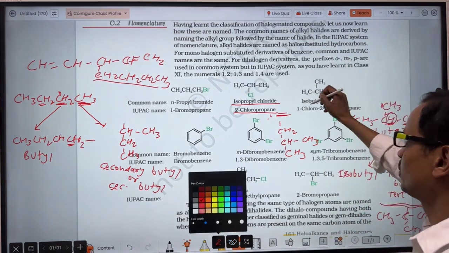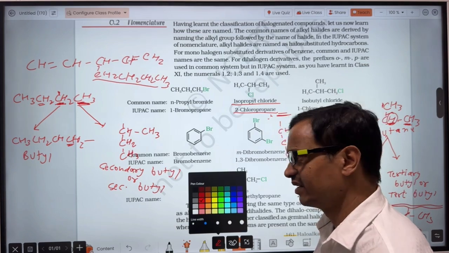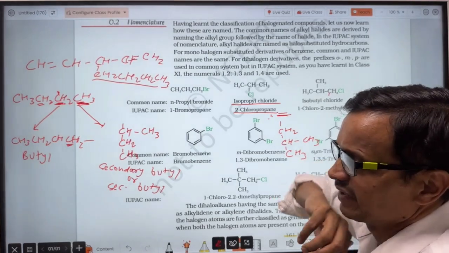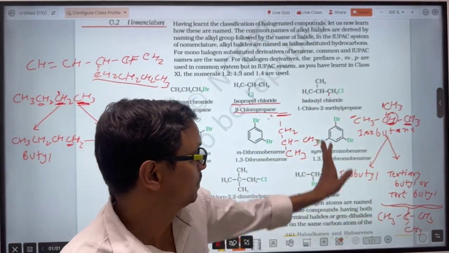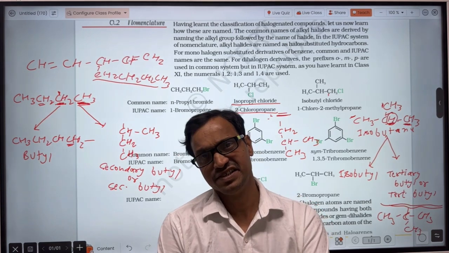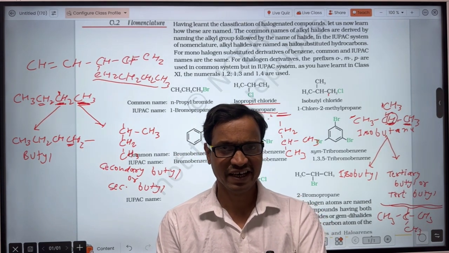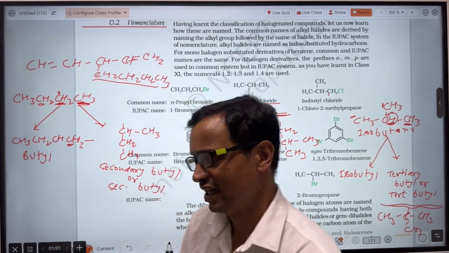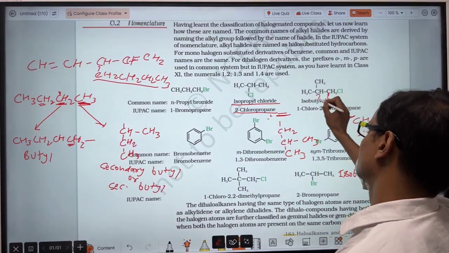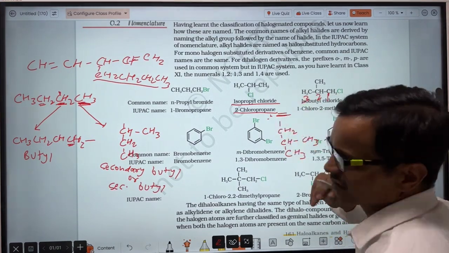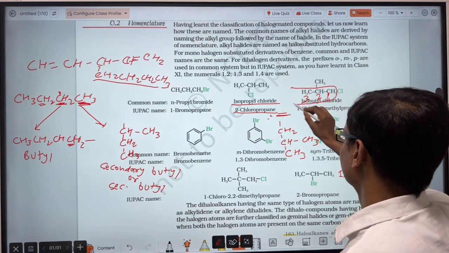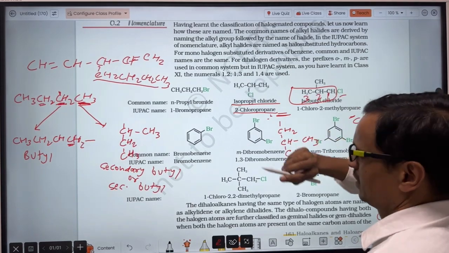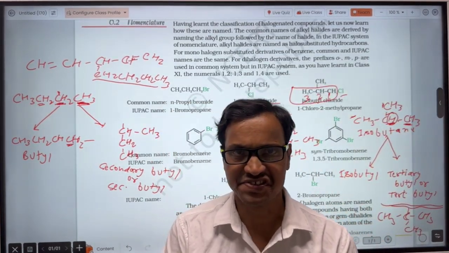Then after, do the numbering. You will have to do the numbering in such a way that the carbon atom bonded with the functional group will get the lowest position, and that is possible when we do the numbering like this: 1, 2, 3. So the main chain is of 3 carbons. At the end we will write propane, and this one is the substituent, the functional group halogen.